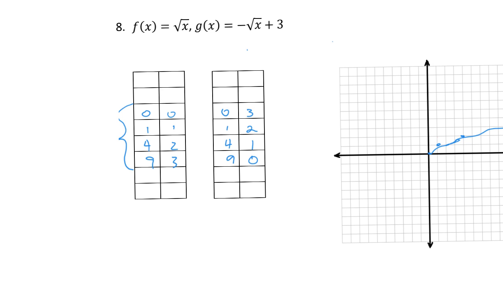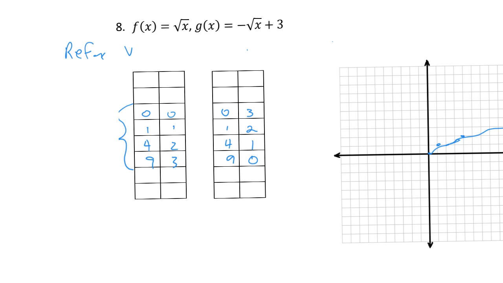The negative out front gives us a reflection in the x-axis, meaning it's going to flip down instead of going up as the original function is doing. And the x-axis acts as a mirror, although that will change because of the vertical translation as well. And so that +3 is outside of the square root function.